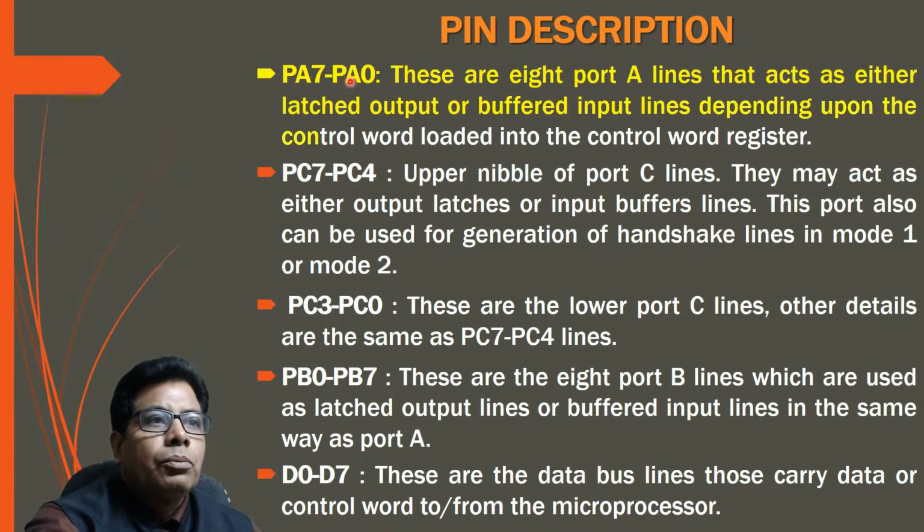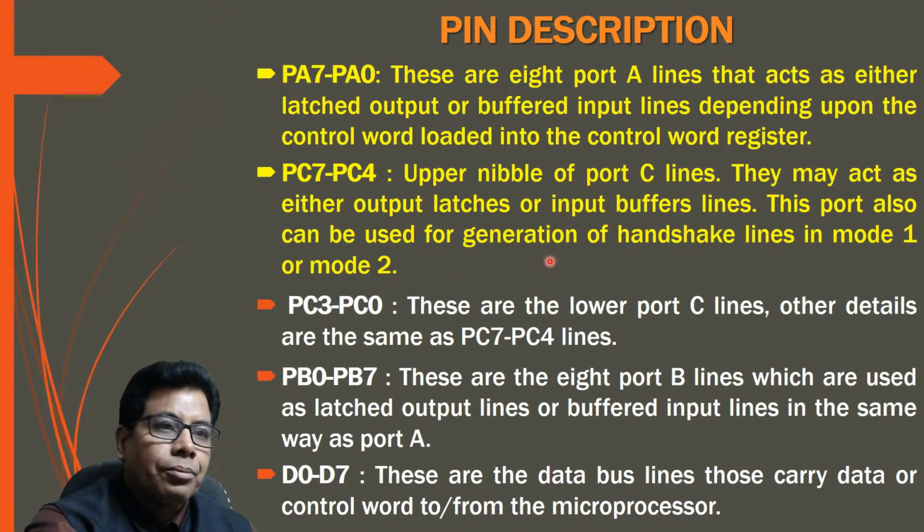PA7 to PA0. These are 8 port A lines that act as either latched output or buffered input lines depending on the control word loaded into the control word register. So we can use port A as input or output depending on the control word. And similarly the port C upper, PC4 to PC7. Upper nibble of port C lines, they may act as either output latches or input buffer lines. This port also can be used for generation of handshake signals in mode 1 and mode 2. This is the same point of discussion we have done.